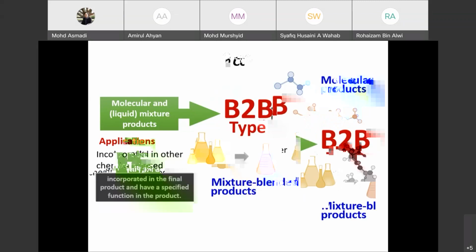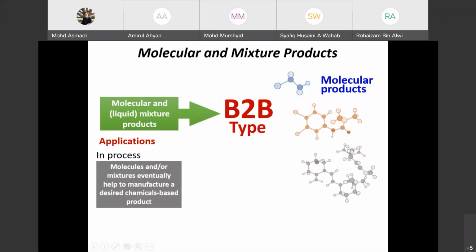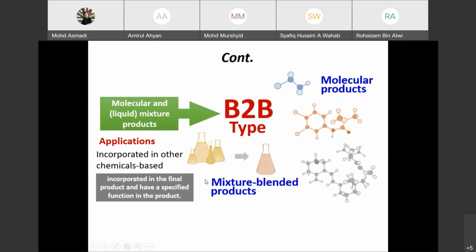So yang ni lah molecule ada yang simple, right? And then sampai yang complicated lah. Molecules or mixture eventually help to manufacture a desired chemical based product process. Okay. And then mixture blended products actually is incorporated in the final product and have specified function in the product. Okay, ini yang memang kita punya target lah. Mixture blended. Kita akan guna contoh untuk lotion, sanitizer and so on.